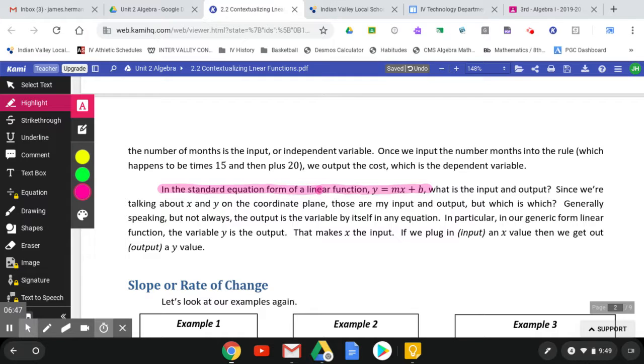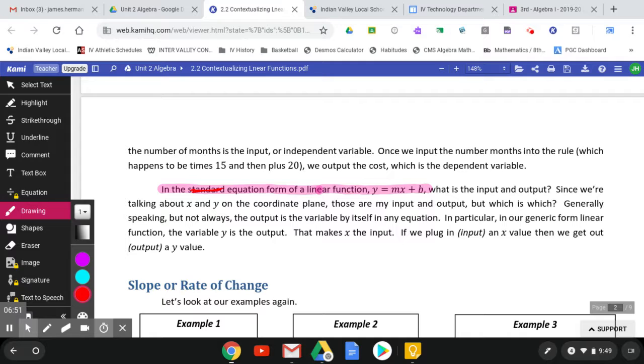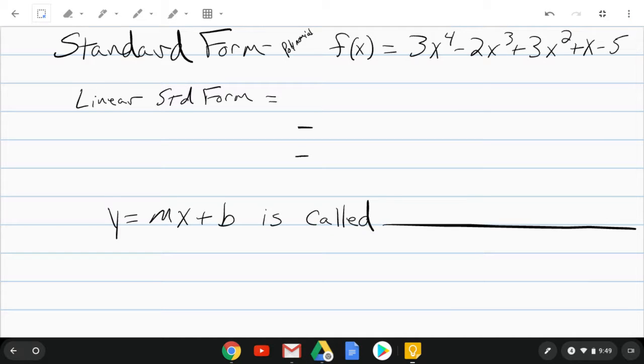Slope-intercept form. So for right now, I want you to please cross out standard equation, and right above it, I want you to write slope-intercept. And then I'm going to take a little time out here, and I'm going to explain what I'm talking about.